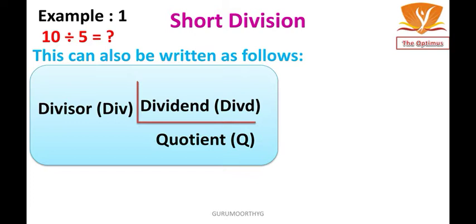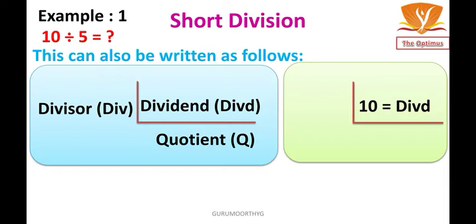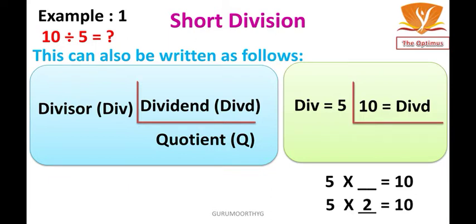So 10 divided by 5 equal to what? Yes, I am going to write 10, that is the dividend, inside the L shape. Divisor 5, I am going to write in the left side of the L. Now we are going to find out the quotient, that is the answer of the division. 5 into dash equal to 10. Yes, 5 into 2 equal to 10. That is, 2 is the quotient. We know the multiplication fact equals the dividend fact: 10 divided by 5 equal to 2.